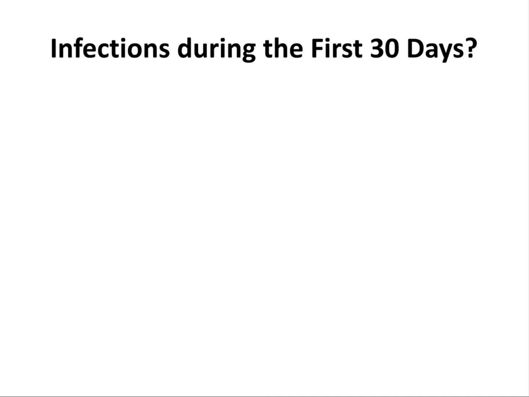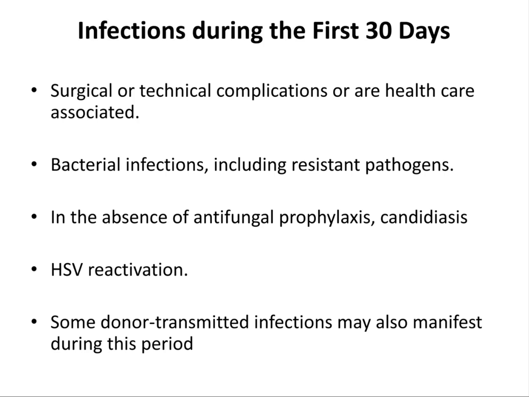So if I ask the group, if we're going to talk about a timeline, what kind of infections do you think you may see in transplant recipients in the first month after transplant? Hospital acquired, yes, your standard surgical complications, healthcare associated. Also, bacterial infections tend to be the more likely causative agents, and they have a little bit more tendency to have maybe resistant pathogens, because of the nature of the beast. These people have been in and out of hospitals.